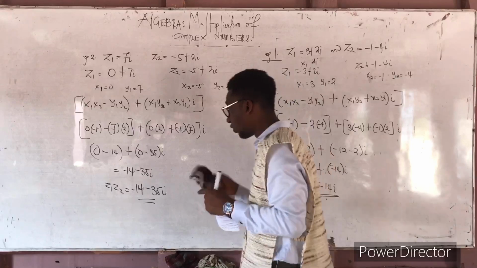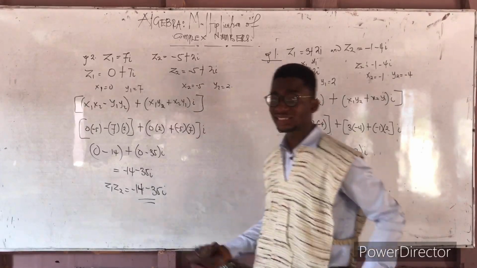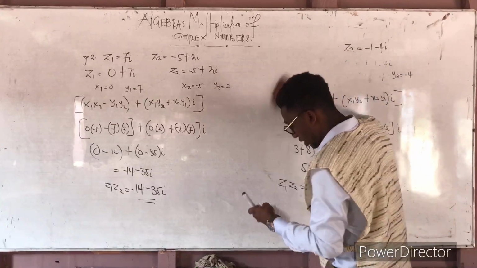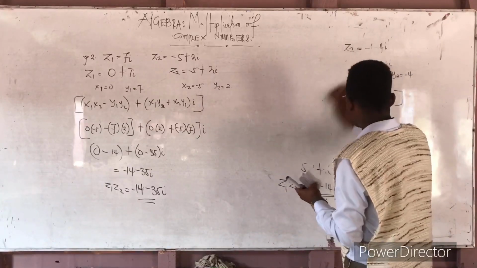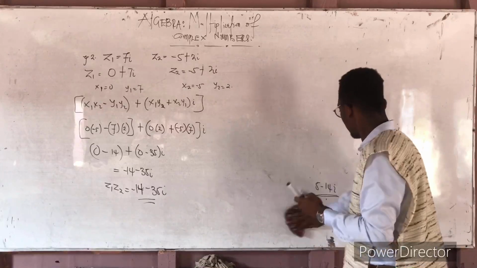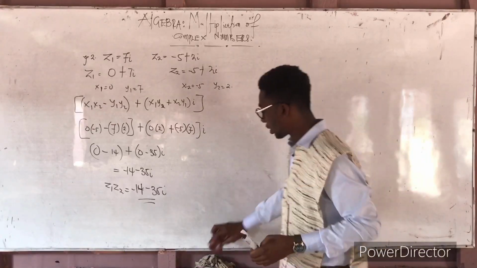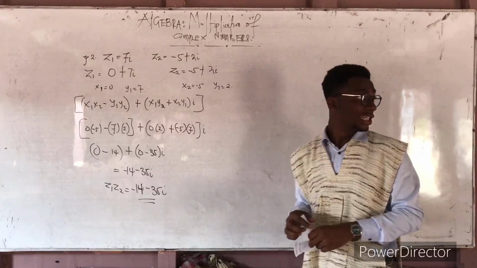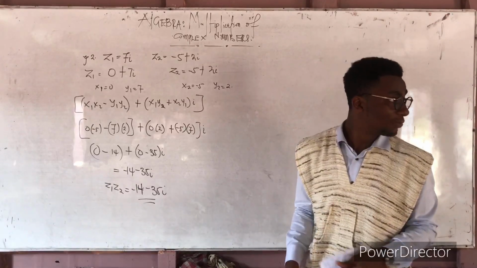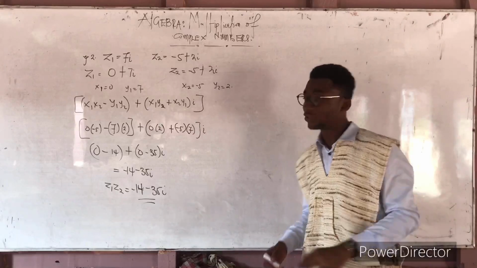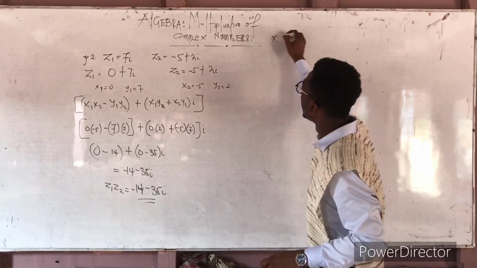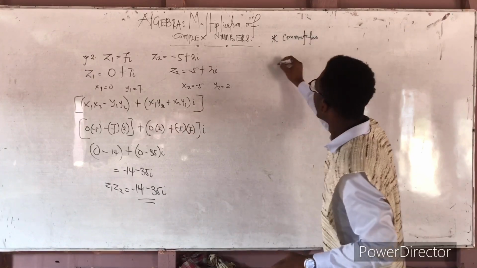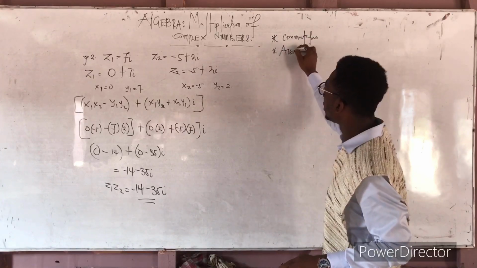Now there are some properties of complex multiplication of complex numbers you have to note. Before we come to the properties, you have to know something: the multiplication of complex numbers is both, one, commutative, and two, associative.